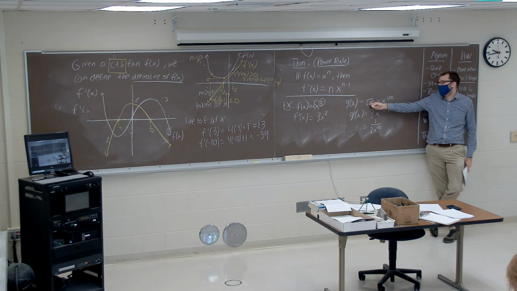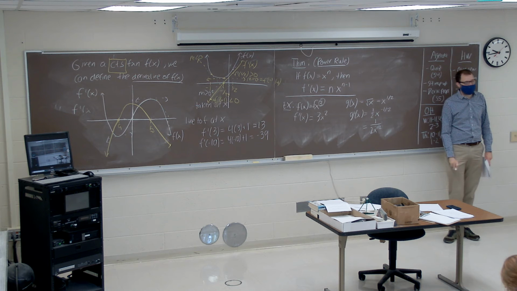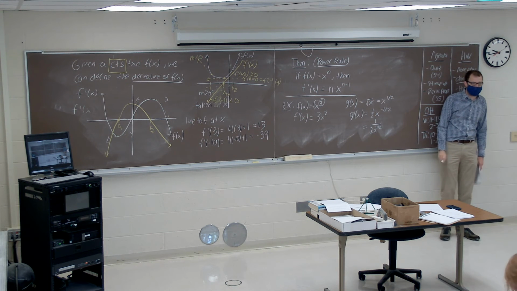I like how our original function had a square root in it. Our original expression didn't have any fractional exponents to it at all. How about we rewrite 1 over 2x to the 1/2 so it doesn't have any fractional exponents showing up?